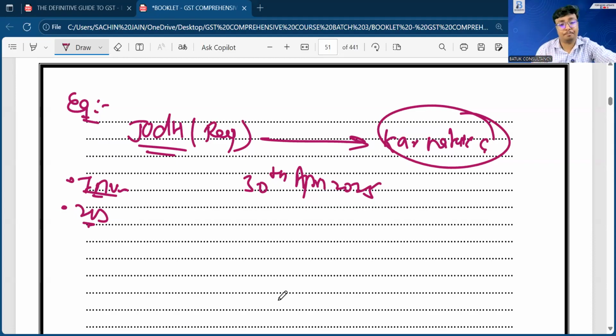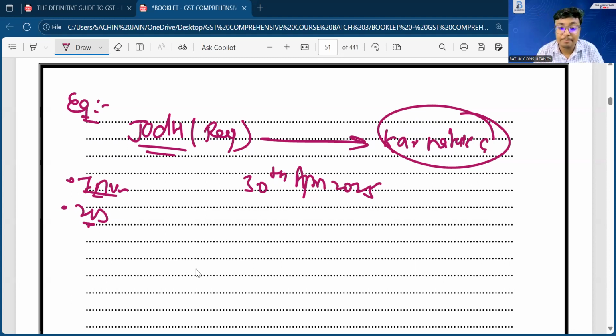In that case, although the ITC is reflected in my GSTR 2B, I have the invoice, and my counterparty has filed the return and paid the taxes to the government, I will not be eligible to claim the input tax credit because I have not received the goods. On half yearly basis, on quarterly basis, you should check the purchase register of your client and try to identify the month end entries.